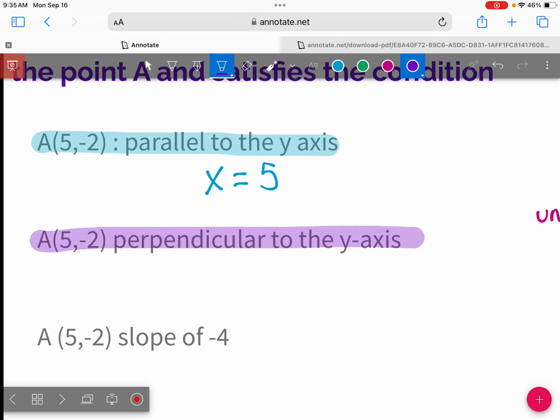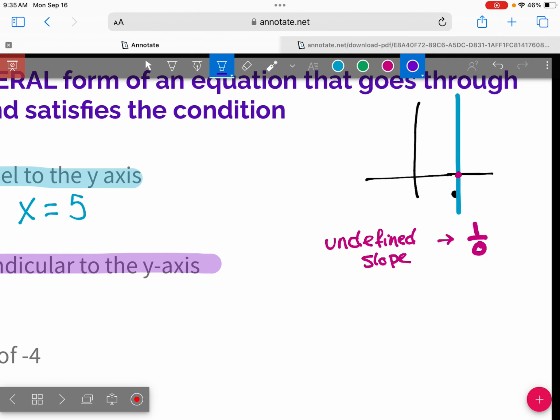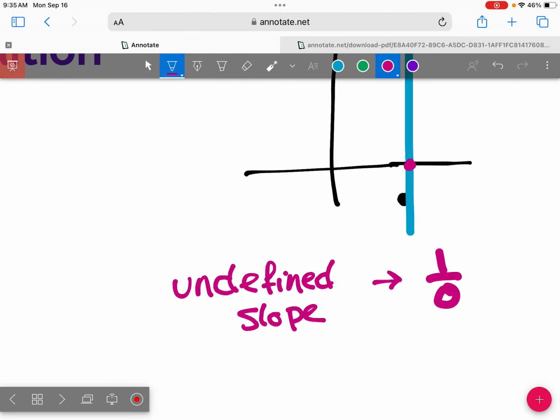Let's look at this next one. Now it's going through that same point, but it is perpendicular to the y-axis. So it's still going through this point, but what's it going to look like if it's perpendicular to the y-axis? A horizontal line this time. Perpendicular means it's got a right angle right there.